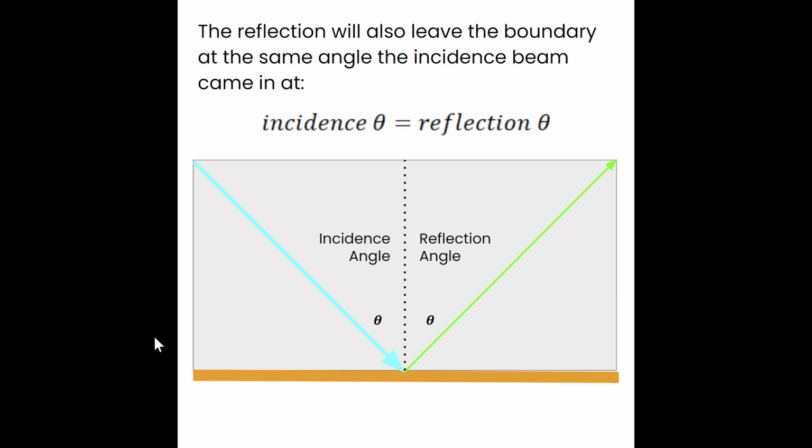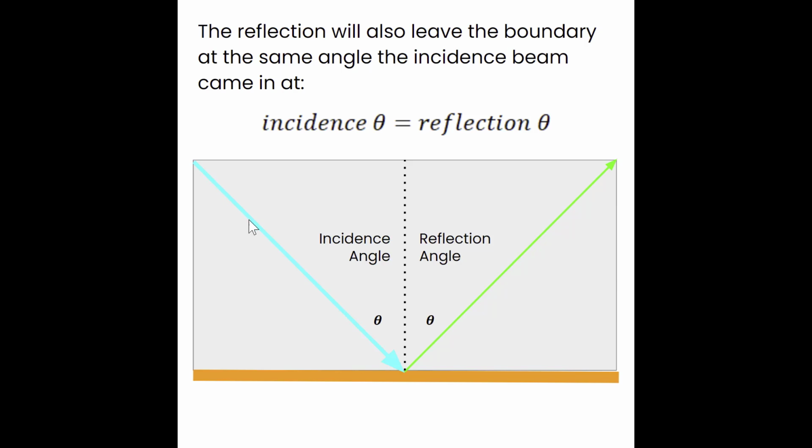The other thing we know about oblique incidence, though, is that the reflection is going to leave the boundary at the same angle the incidence beam came in at. So this is one kind of steadfast rule that we can say. The incidence angle is going to equal the reflection angle.